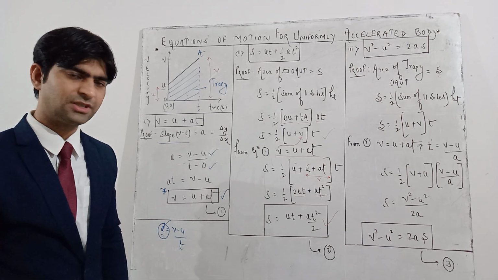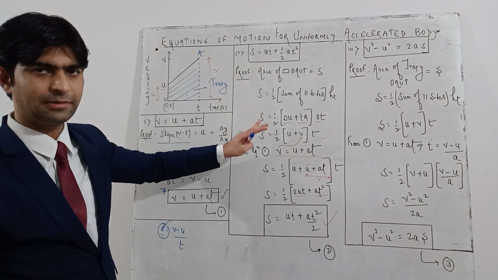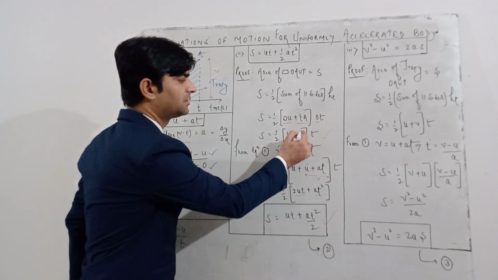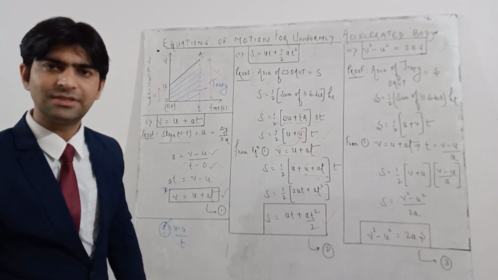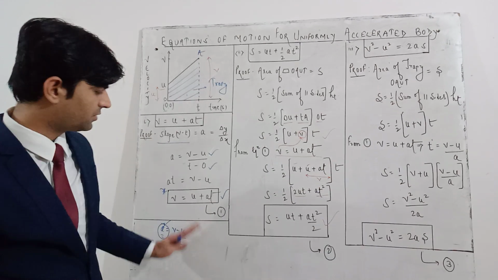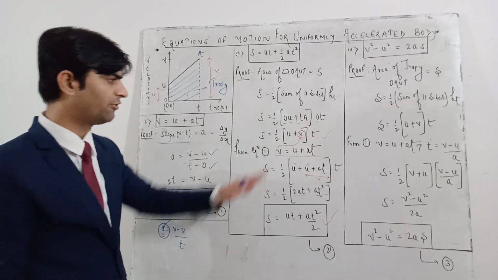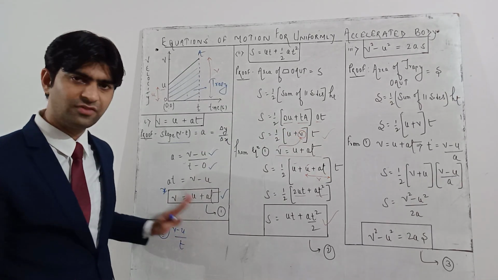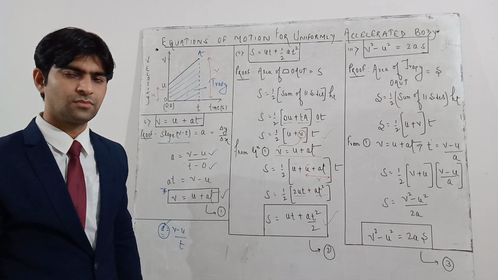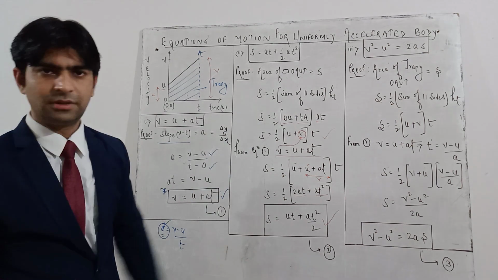Now what modification did we do? We just calculated the area of trapezium and we have replaced this V from the first equation. Okay, let us come to the third equation.